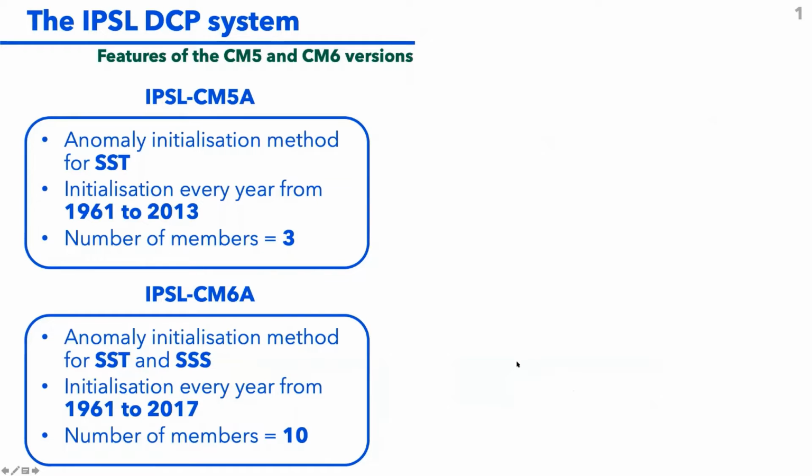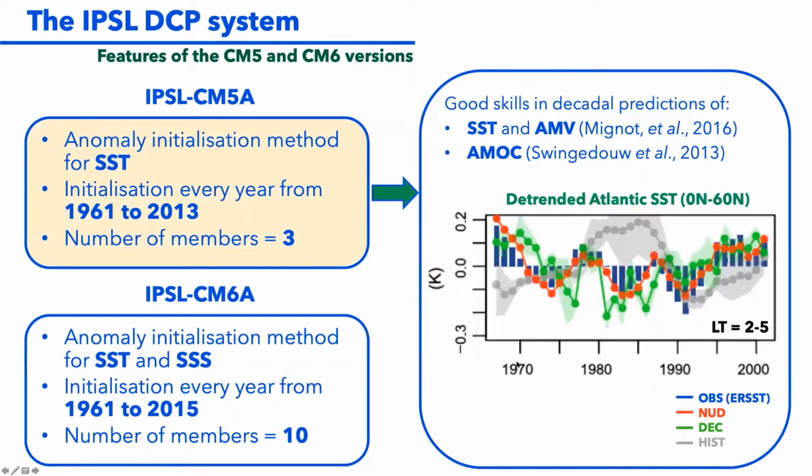As Paco already mentioned, there are two operating versions of the decadal prediction system. The CM5, which relies on 3 members initialized every year through SST anomaly nudging, and the CM6 version that relies on 10 members initialized every year with SST and SSS anomaly nudging. For this study, I used the CM5 version that has already shown good skill in predicting SST and AMV as well as DMC.